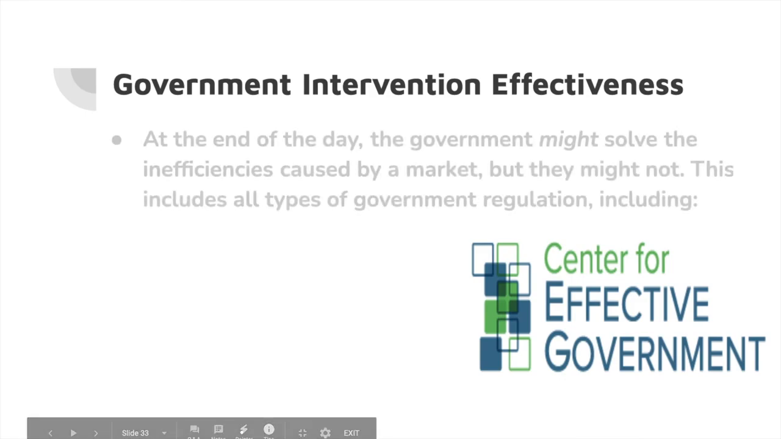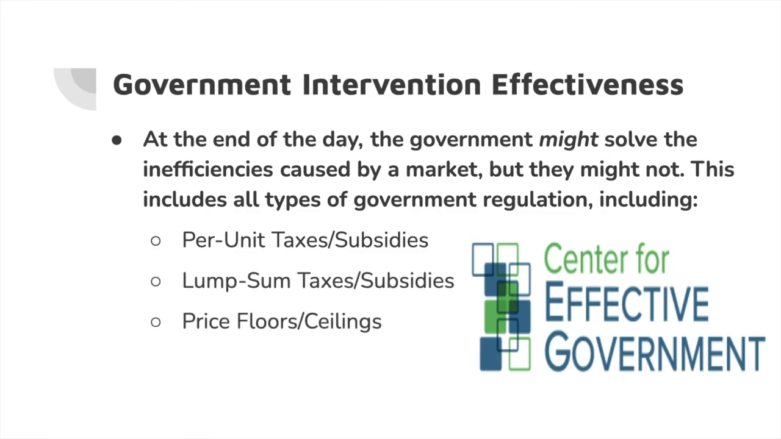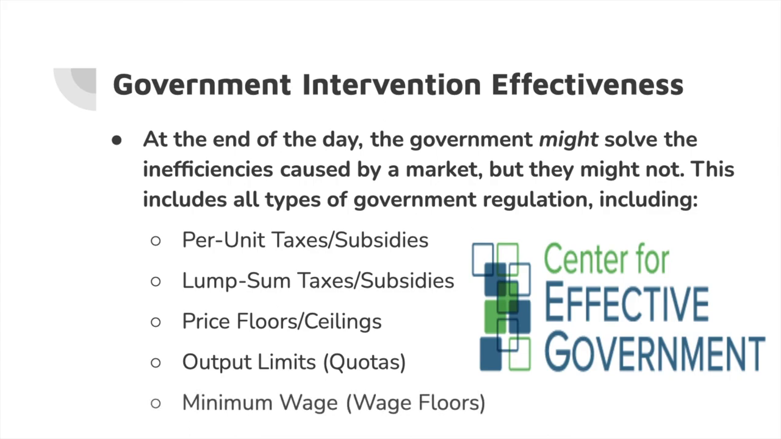So in any of these cases, at the end of the day, the government might solve this inefficiency in the market. They might not. Sometimes there are different levels of effectiveness, whether it's with taxes and subsidies or floors and ceilings or quotas or minimum wage laws or whatever it might be. Sometimes they fix the inefficiency in the market. Sometimes they don't. Sometimes they fix part of it, but there are unintended consequences, and it's really hard to predict all of the results, right? All of the consequences that will come from the implementation of these policies. But at least now you have an understanding of the basic justification and the goals of these policies that we've talked about, not just in Unit 6, but in previous units as well.